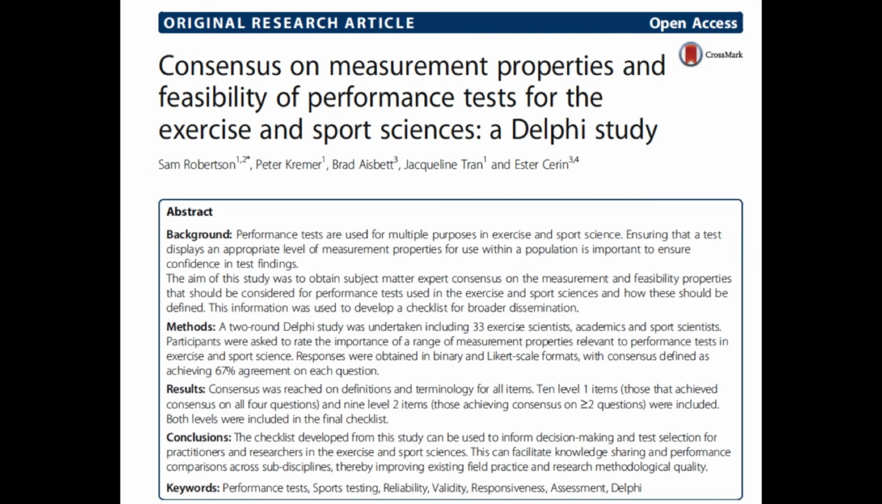So in essence, this is the paper. It is readily available online for anyone. You don't need to have access to a journal subscription to access this.